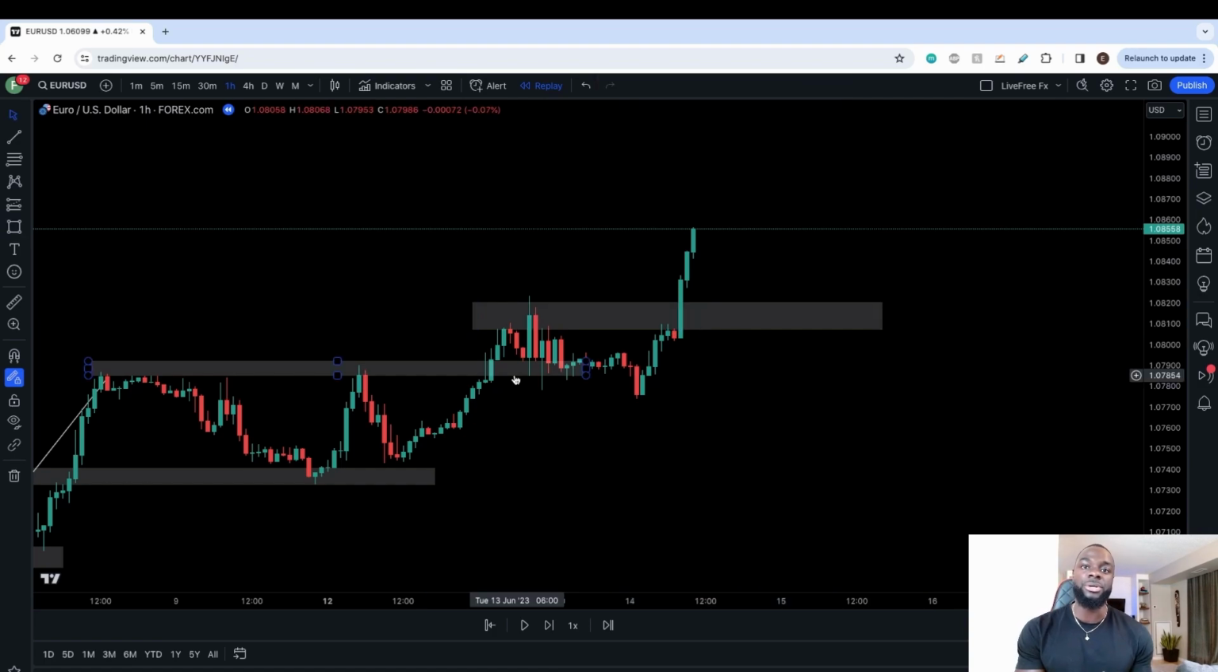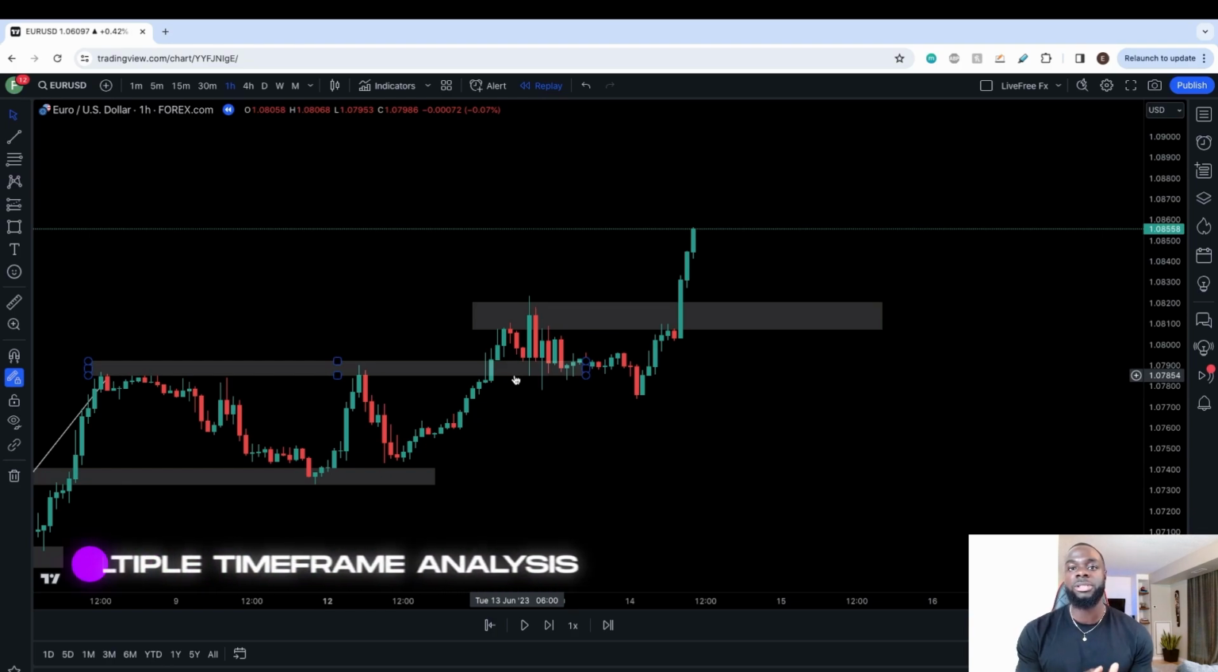The next method you can use to give you a greater confluence to identify the end of a pullback is multiple time frame analysis.